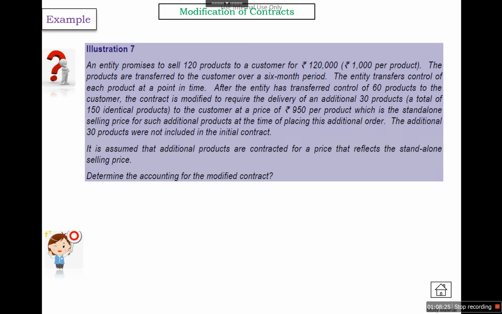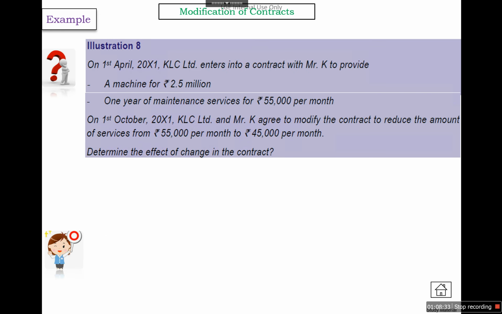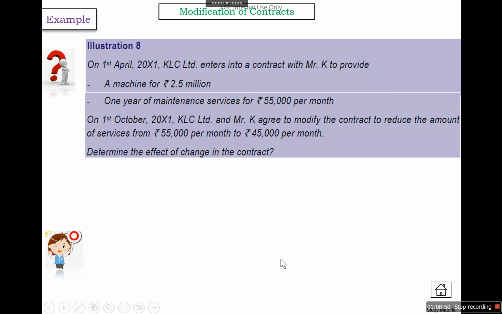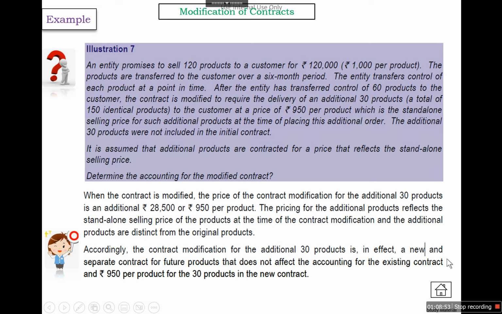So first we need to check whether the contract modification is approved. Yes, it is approved. Then we need to check whether it is for distinct goods. Yes, it is for distinct goods. And the second condition is whether it is at the standalone price. Yes, it is at the standalone price. So accordingly, the contract modification for the 30 products is in effect a new and separate contract for future products, because both conditions have been satisfied. It is for additional distinct goods and at the standalone selling price.